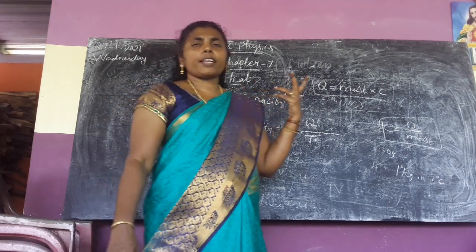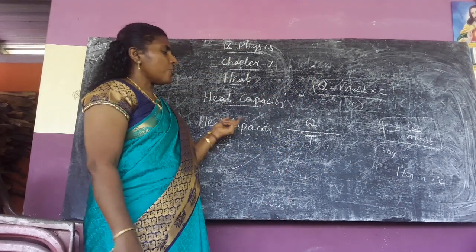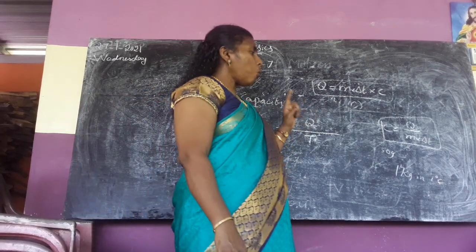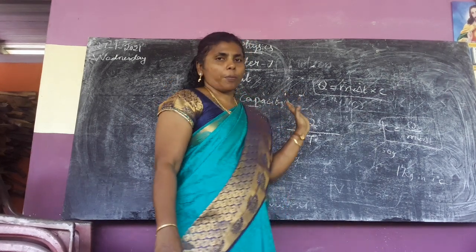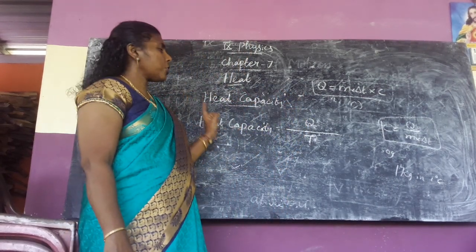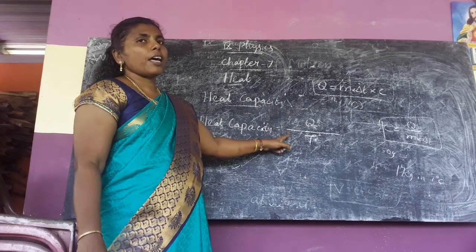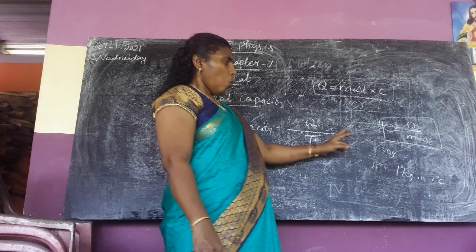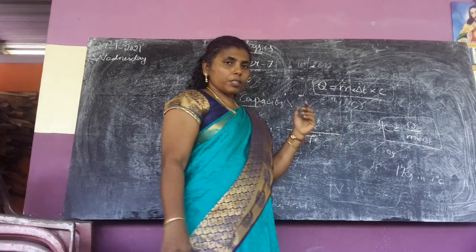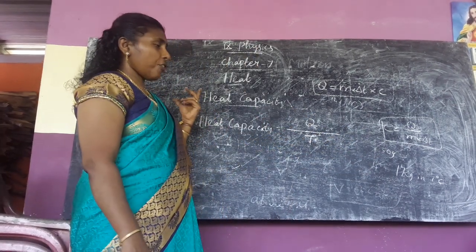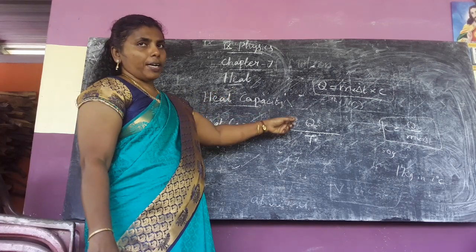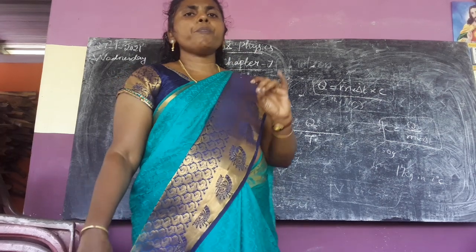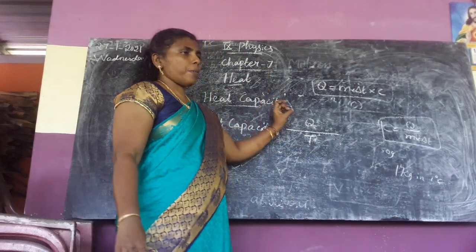So what is the definition of heat capacity? Heat capacity is defined as the quantity of heat required to raise the temperature through 1 degree Celsius. What is the formula for heat capacity? Q divided by T. So far we have learned about specific heat capacity and heat capacity.